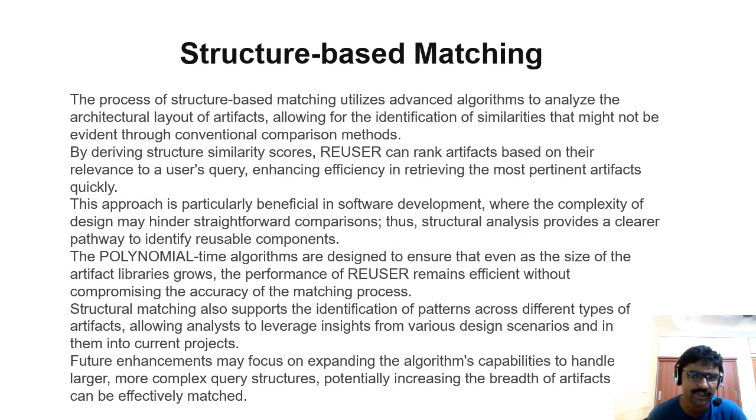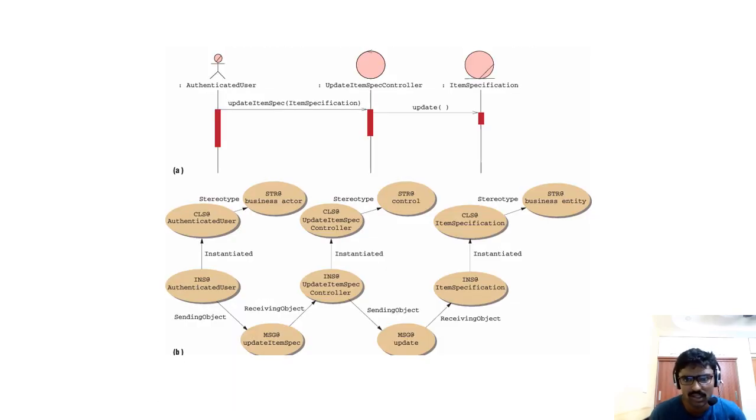The process of structure-based matching utilizes advanced algorithms to analyze the architectural layout of artifacts, allowing for identification of similarities that might not be evident through conventional comparison methods. By deriving structure similarity scores, the user can rank artifacts based on relevance to the user query, enhancing efficiency in retrieving the most pertinent artifacts quickly. This is the same code which we discussed earlier.